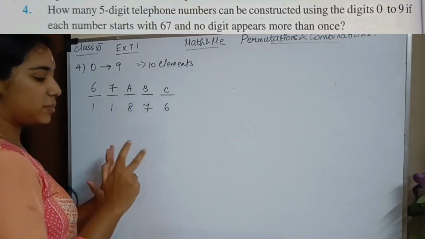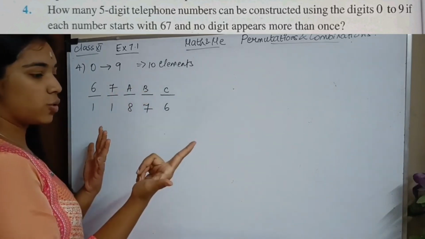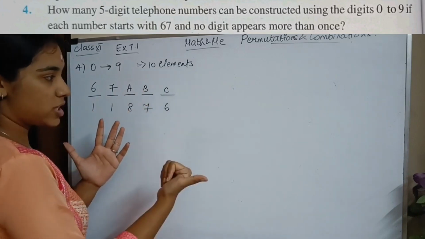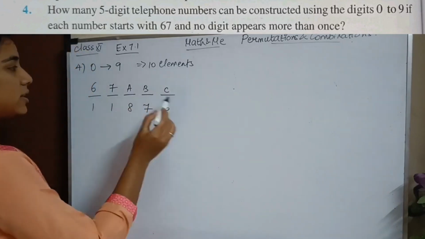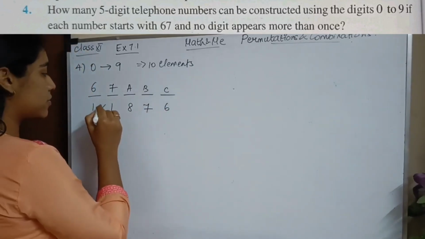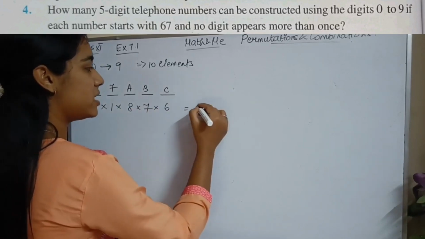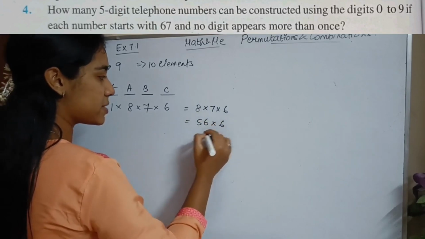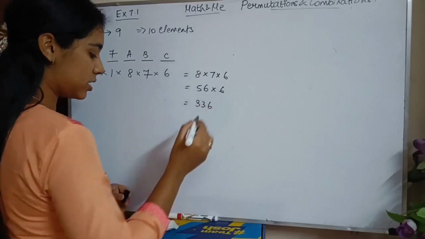For the third place, I have 8 numbers left. I'll use 1 for A, so I have 7 options for the B. Then 1 is gone. I have 6 options for the C place. So I need all the 5 numbers for the telephone. How many options do I have? 1 into 1 times 8 into 7 into 6. So I have 56 times 6, which will be 336 options.